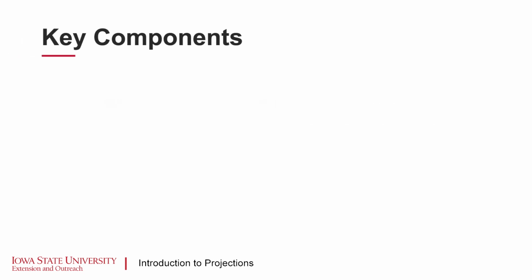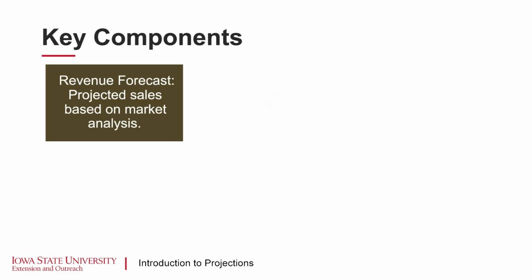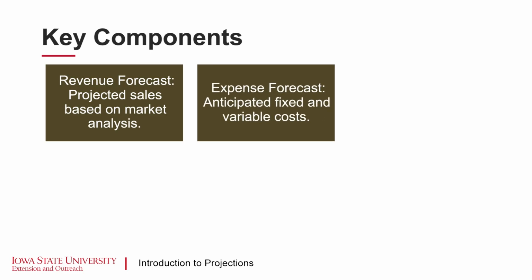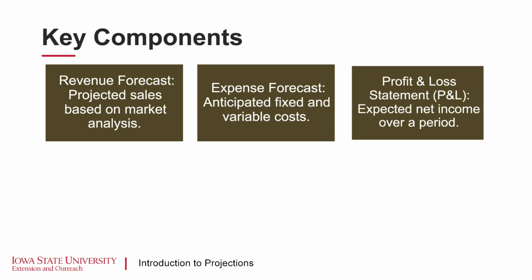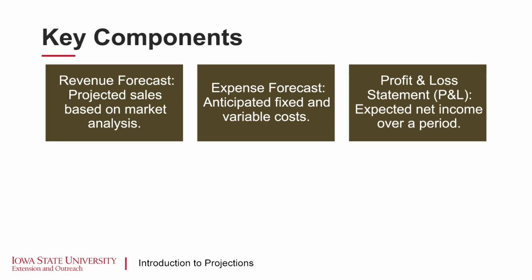When building financial projections, there are 5 key components to include: a revenue forecast. This is your best estimate of future sales based on market research and trends. An expense forecast, where you project both fixed costs, like rent or salaries, and variable costs, like materials or shipping. A profit and loss statement, also called the P&L. This shows your expected net income over a specific period based on your revenue and expenses.